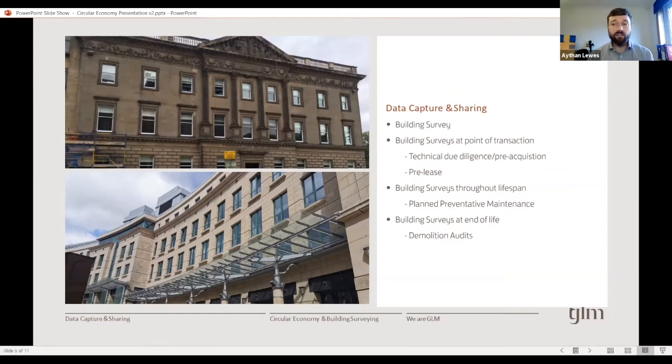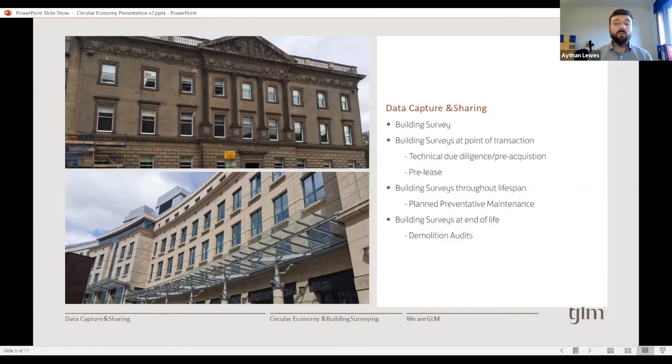We are literally walking around staring at what happens to be in and on buildings. To harvest materials already on buildings, we must first know what's there, and our bread and butter is doing that. So I've listed here the points at which a building surveyor might be called on to look at a building.